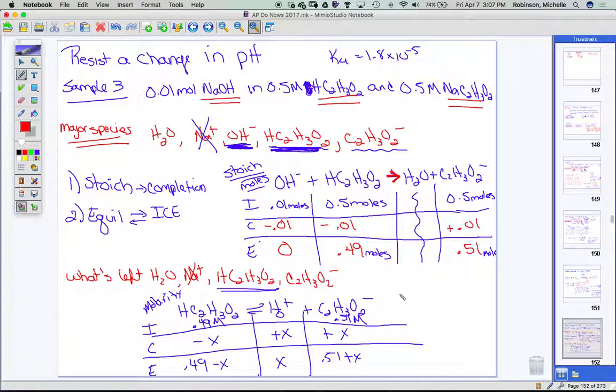So our Ka, which is 1.8 times 10 to the negative 5th, is going to equal x times 0.51 plus x over 0.49 minus x. We're going to get rid of those x's. Guess what? That's really close to 1, isn't it? Yeah, so when I divide that underneath this 1.8, does this 1.8 number change very much? Not very much at all. And if it doesn't change, it's the H plus concentration. Does the pH change? Not much. And that's the point. All right, so tell me what X ends up being.